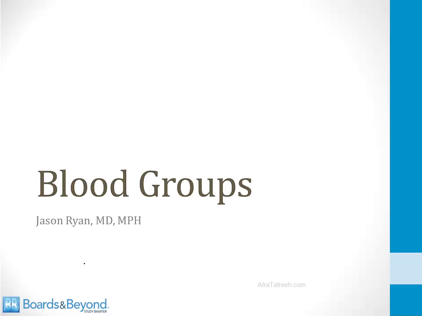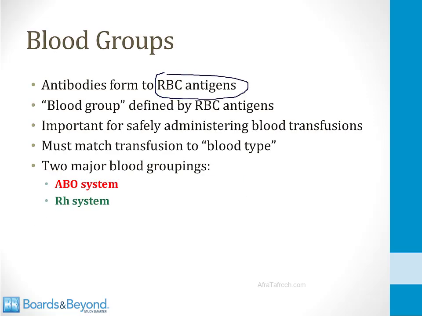Hello everybody and welcome to our module on blood groups. Red blood cells contain certain antigens which can drive the formation of antibodies, and a person's blood group is defined by the red blood cell antigens found on their particular red cells. It's very important to know a person's blood group in order to safely administer blood transfusions. You need to match the transfusion to the patient's blood type. If you administer the wrong blood type, dangerous consequences can occur, as we'll talk about in this module.